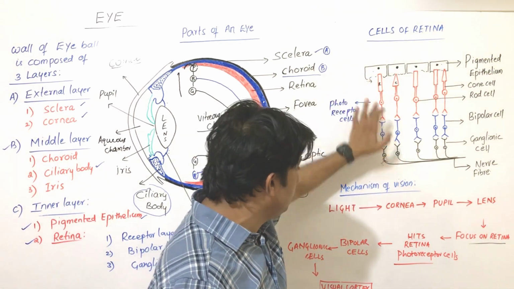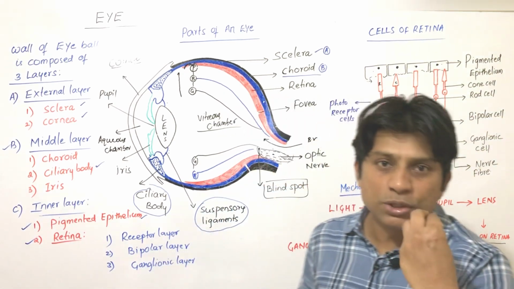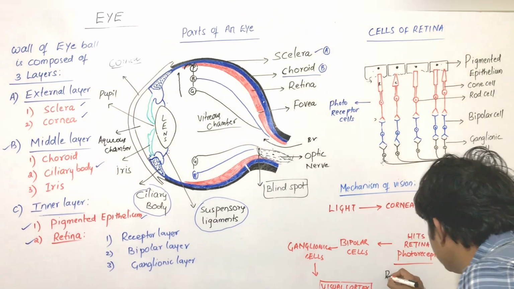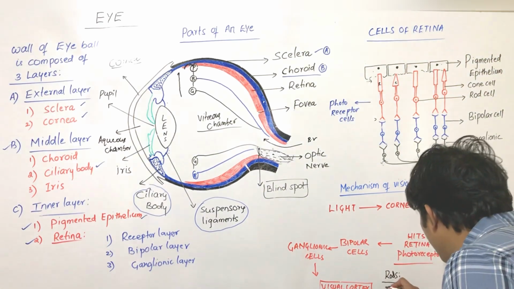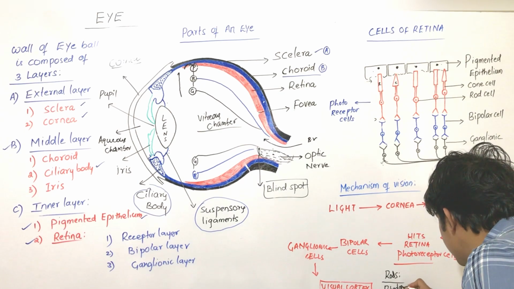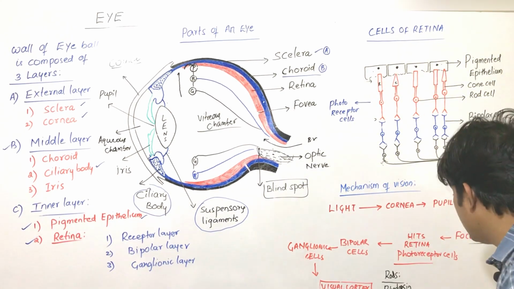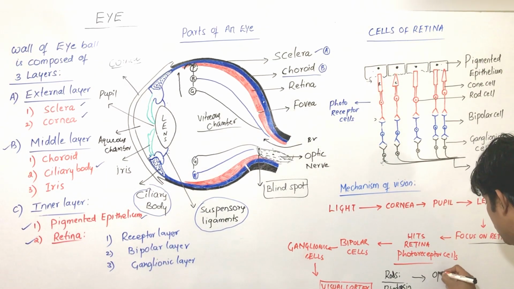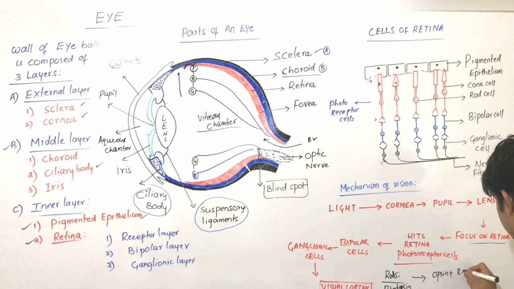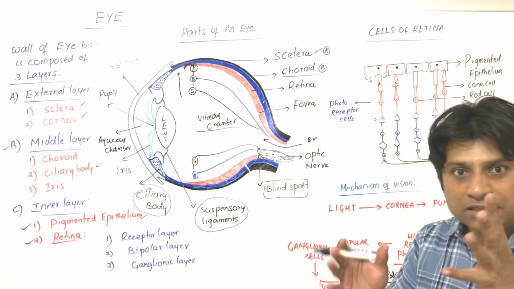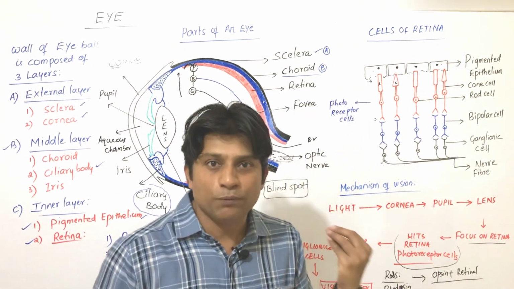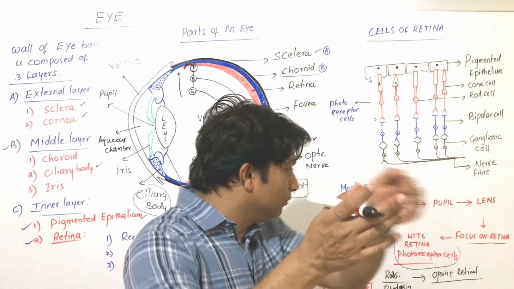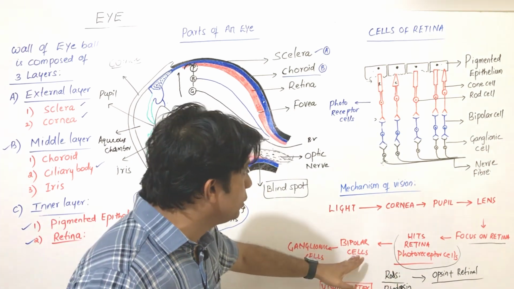Now when light falls on the photoreceptor cells, imagine those photoreceptor cells are, for example, rods. As we have discussed, rods contain a protein called rhodopsin. When light falls on rods, this rhodopsin splits into a protein called opsin plus retinal. Retinal is an aldehyde of vitamin A. Whenever it splits, there are conformational changes in the rods, and those conformational changes produce potential differences in the rods. Now these potential differences in the rods are sent to the bipolar cells.